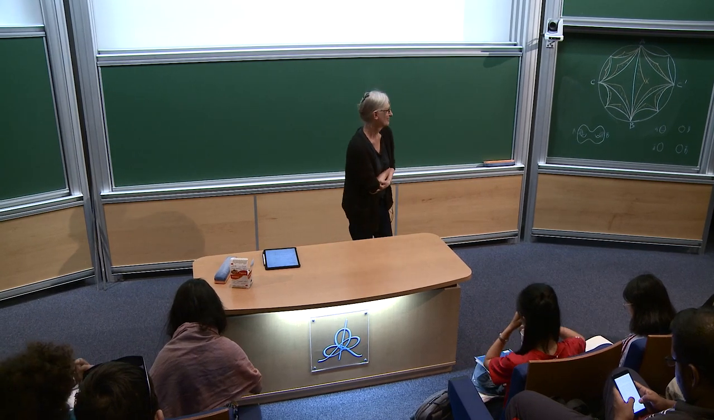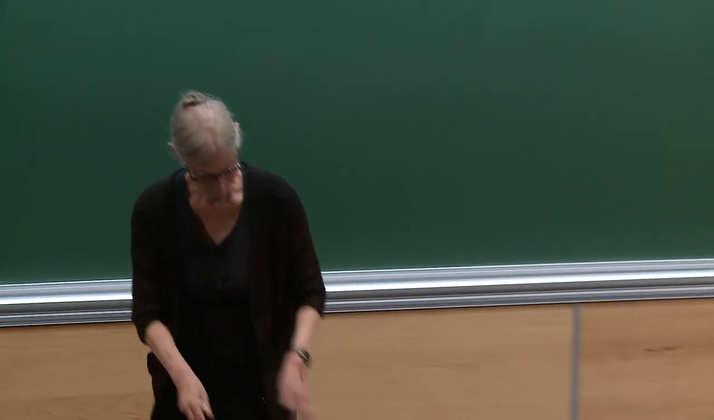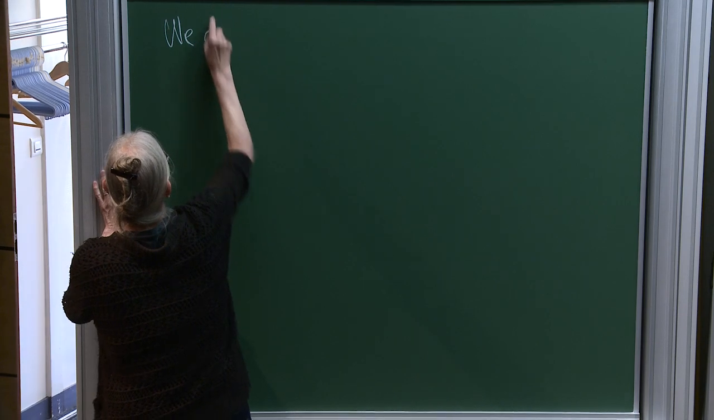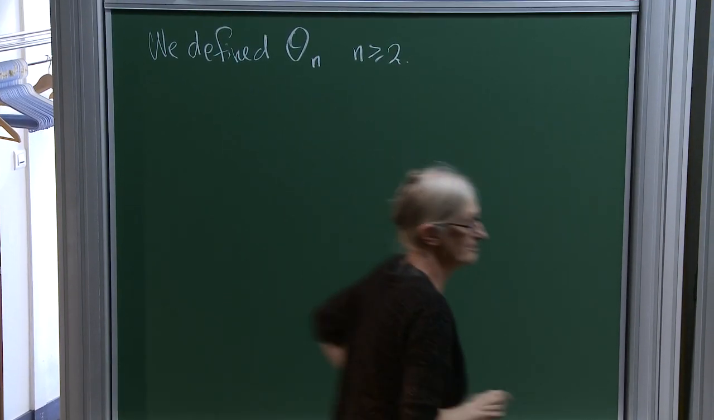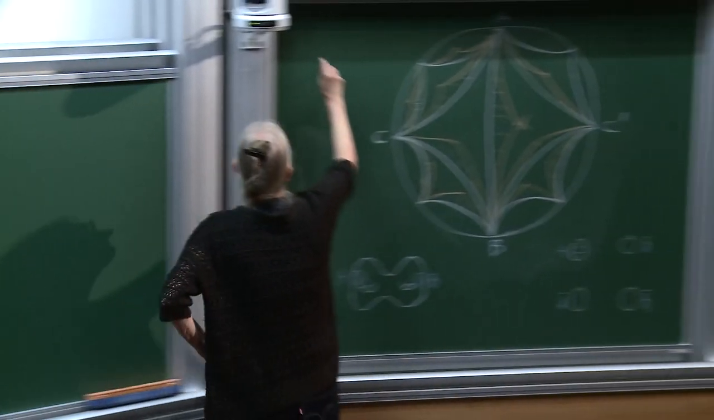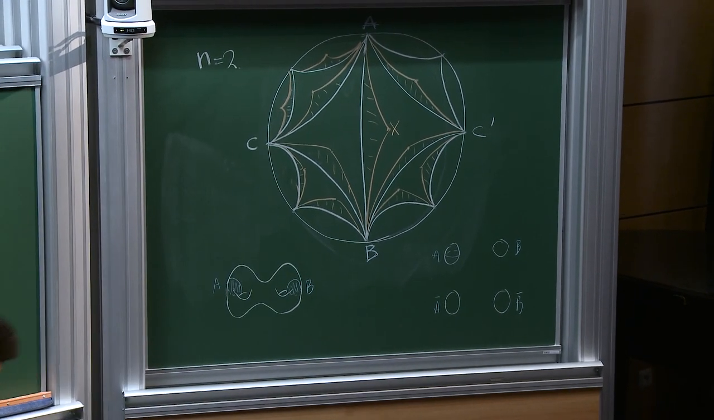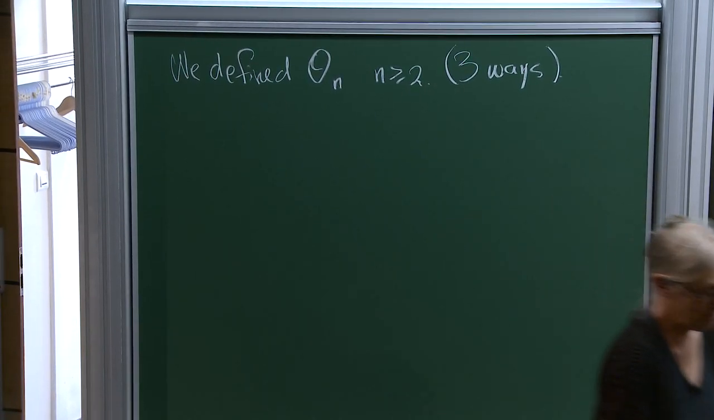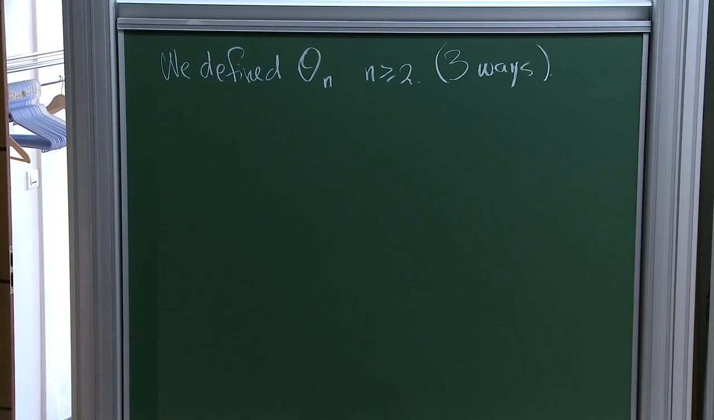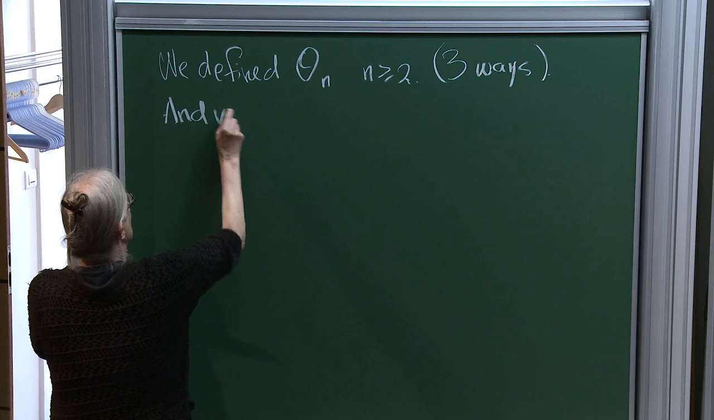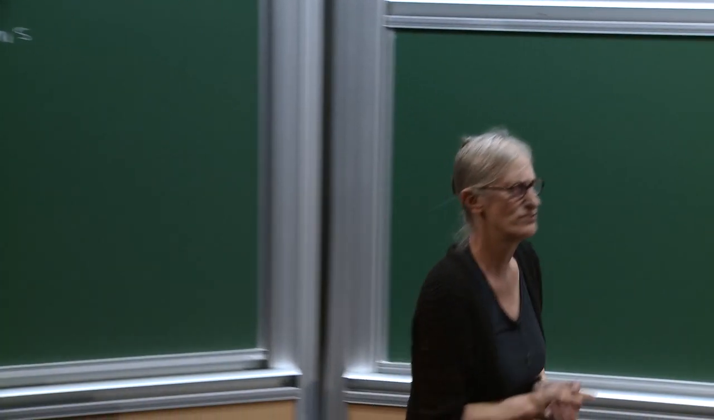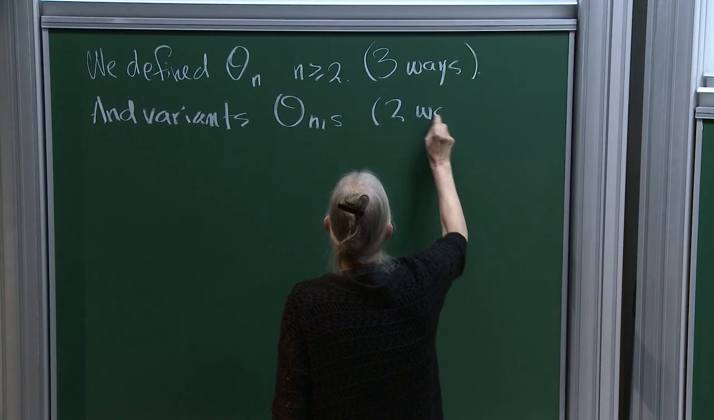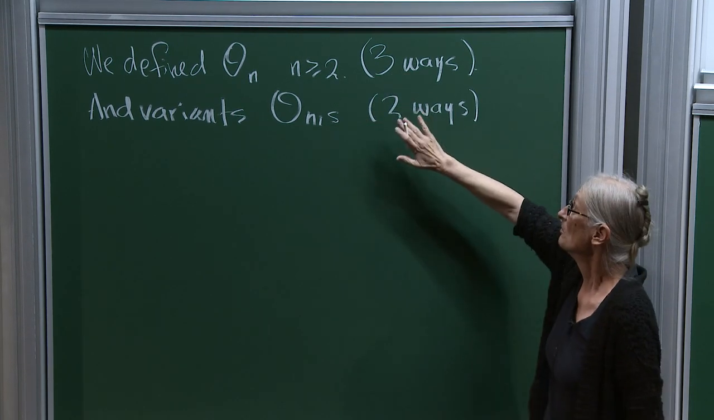So what have we done so far? We've defined outer space. That was for n at least 2. And this is a picture of it for n equals 2. So we defined it in 3 different ways. And we also defined the variance O and S. I defined those in 2 ways. So I'm only going to think really about these 2 ways.